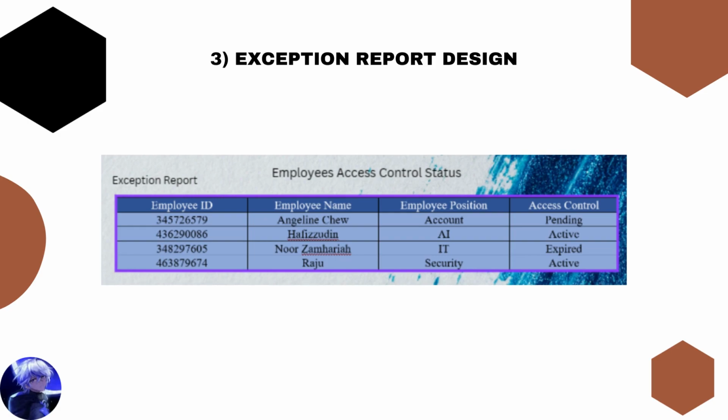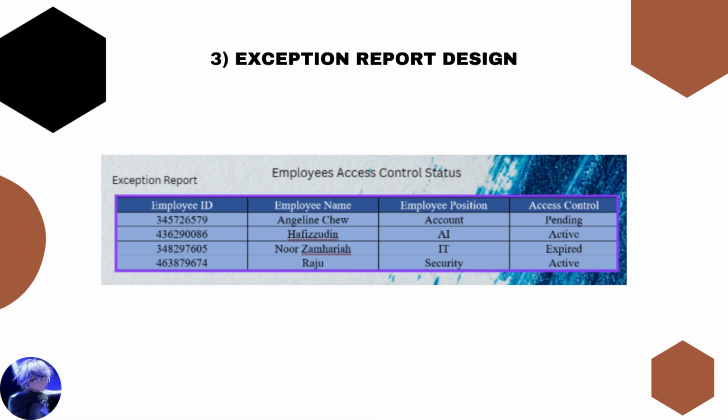So the next one is exception report design. The employee access control status. This report shows the status of the access control. We need this report to see whether the access control is still pending, active, or expired. If the employee access control is expired, they need to renew it through the HR. So the HR will renew it for them.